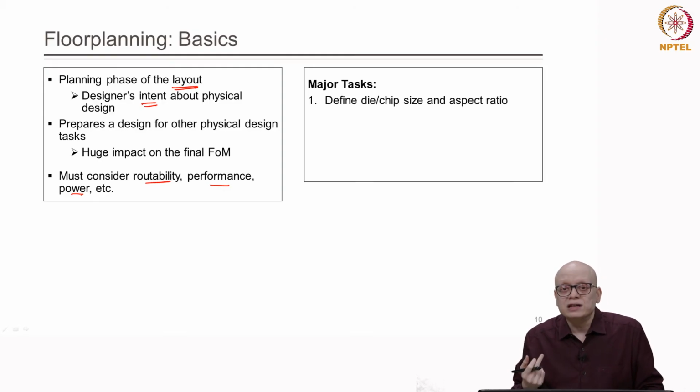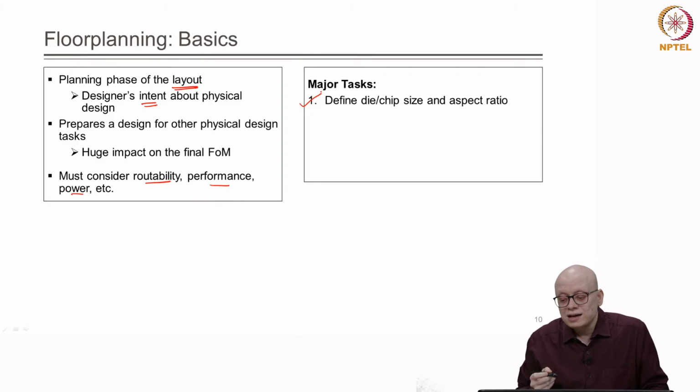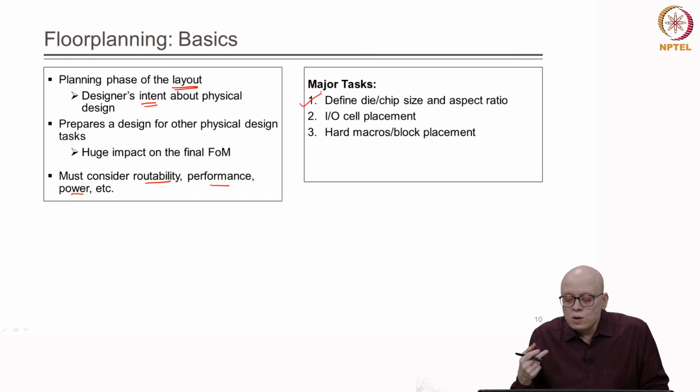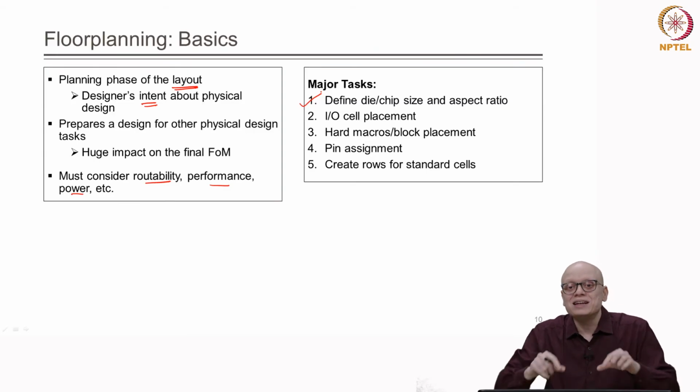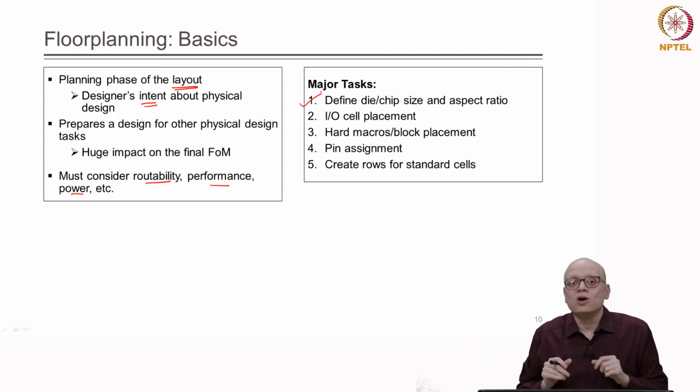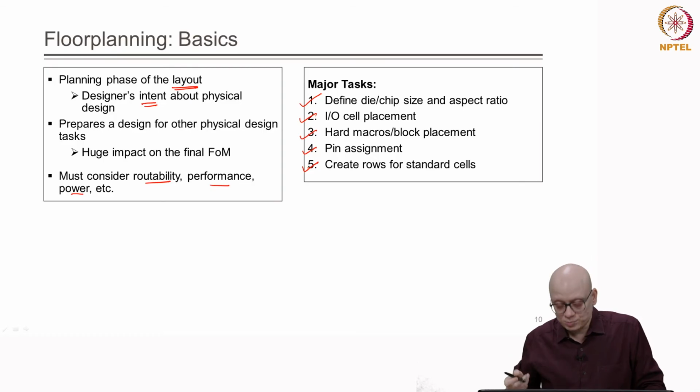Now, what are the major tasks that we need to carry out during floor planning? The first is to define the die size or chip size and the aspect ratio of the die or chip. The second is placing IO cells or input output cells. What are these IO cells? We will see in subsequent slides. And then we need to place hard macros or blocks during the floor planning stage. And then there is a task called pin assignment, which needs to be carried out during floor planning, and also we need to create rows for standard cells. Note that we are not placing standard cells, we are just saying where the rows of the standard cells will be on the layout during the floor planning phase. We will look into all these tasks in some detail in the subsequent slides.